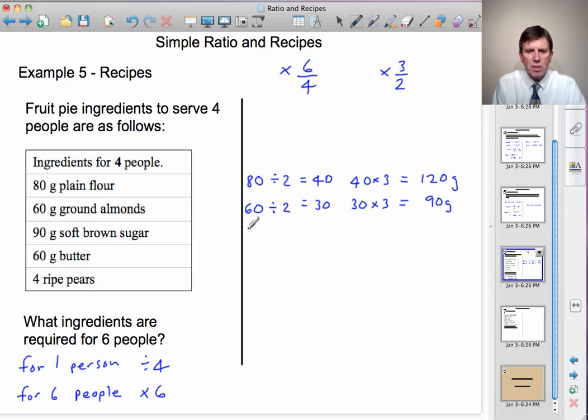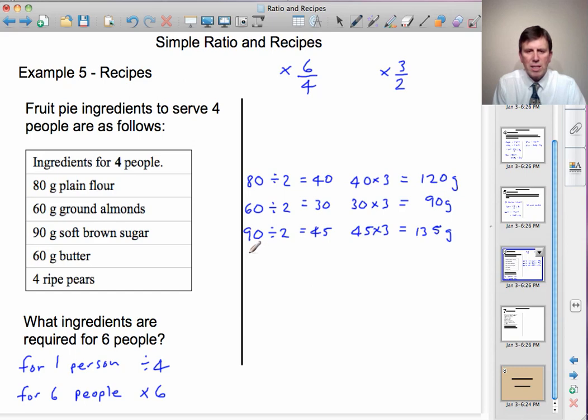Soft brown sugar, 90 divided by 2 is 45. And 45 multiplied by 3 is equal to 3 5s are 15, carry the 1, 3 4s are 12 and 1's 13, so that's 135 grams.